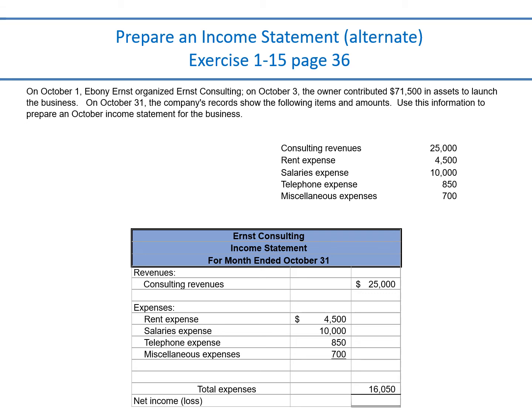All right, so did you get consulting revenues of $25,000 and then total expenses of $16,050? And then what about a net income number of $8,950? That's what your income statement should look like. Okay.